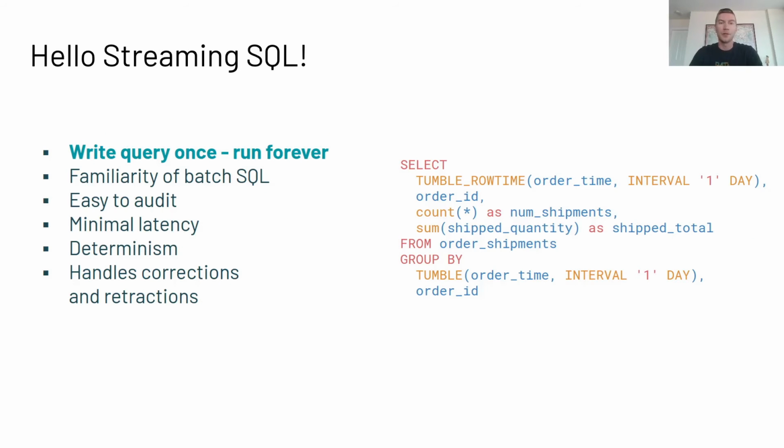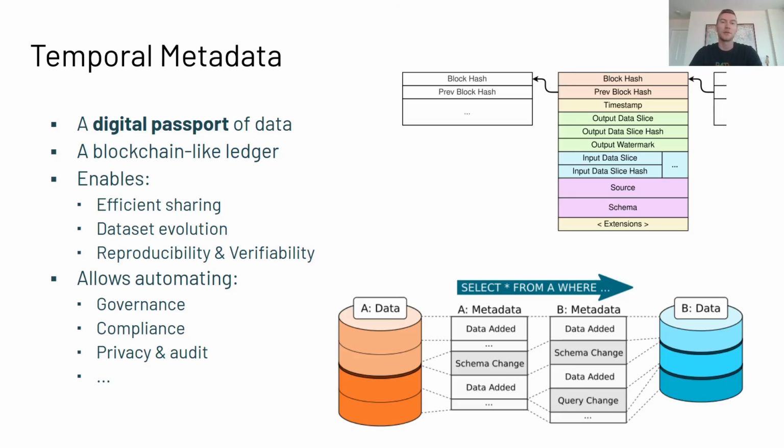So this is where we switched to a new way of transforming data, which is streaming transformations and streaming SQL. The whole idea is that you write a query once and you run it forever, and it handles all the complexity under the hood. It's very familiar to anyone who used SQL because it's nearly identical to the batch SQL, but at the same time, all of the queries are very easy to audit. It has minimal latency and determinism, and it handles corner cases like corrections and retractions.